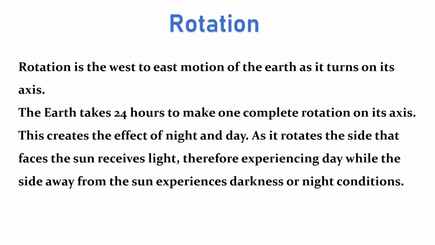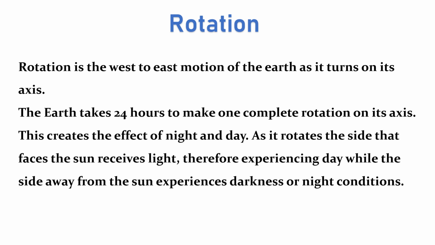So we just simply say it is turning, and it is turning on an invisible but imaginary line that we call the axis. Now this passes right through the center of the Earth. When the Earth is turning on its axis from west to east, it takes approximately 24 hours to complete this motion of a 360-degree turn. Now this will create the effects of night and day.